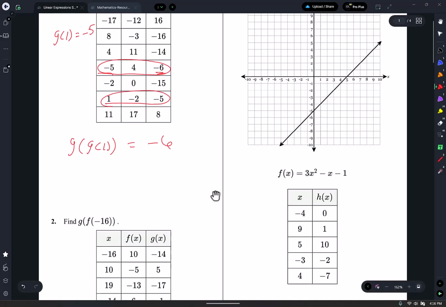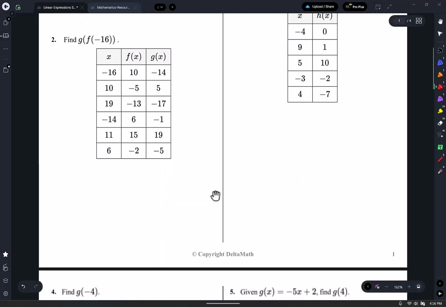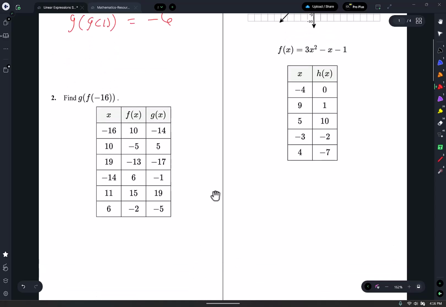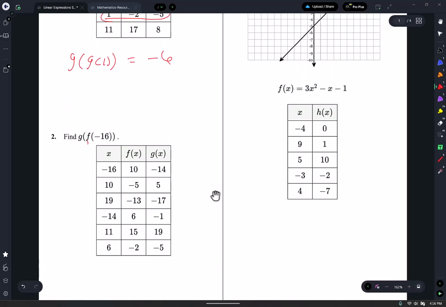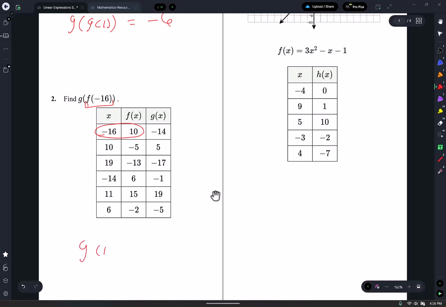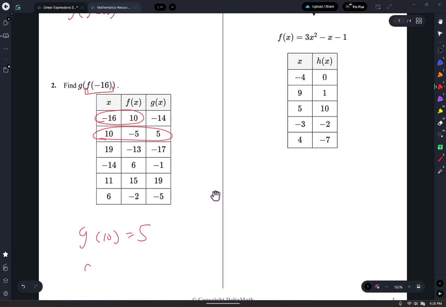And those are composite functions. So f of negative 16. I go to negative 16. F of negative 16 is 10. So now I'm going to go g of 10. So g of 10 is 5. And that's it. So g of f of negative 16 is nothing more than 5. How are we feeling, guys?